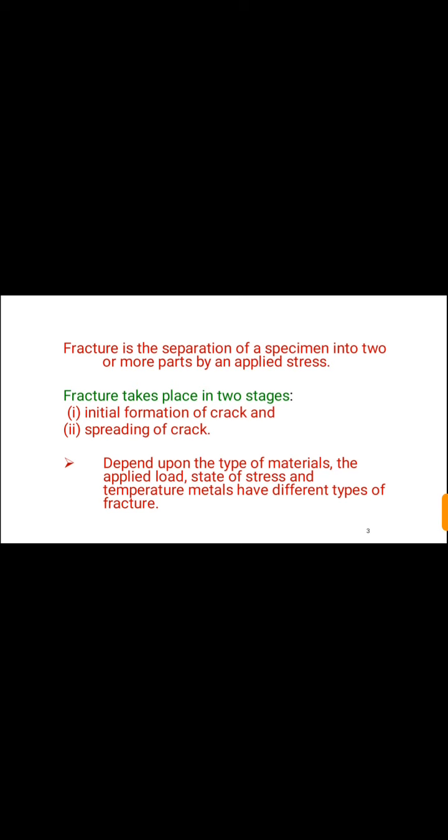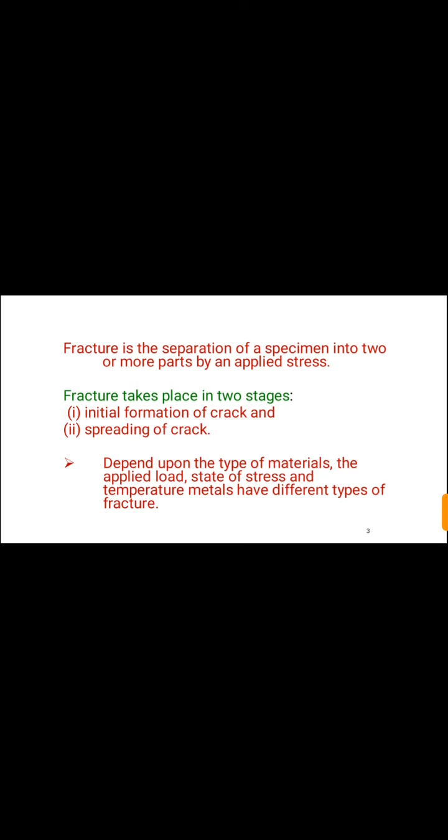Fracture takes place in two stages. How does fracture occur? It does not suddenly break into two or three pieces. Initially, it forms some cracks inside the material, and these cracks spread throughout the material and finally it breaks into pieces. Mainly, fracture takes place in two stages: formation of cracks and spreading of cracks.